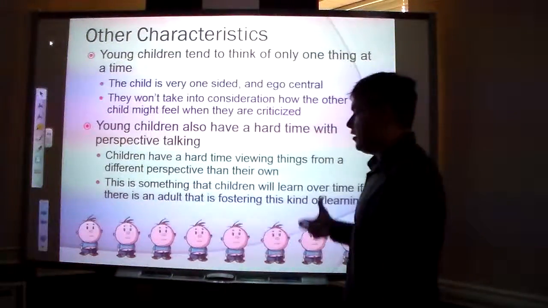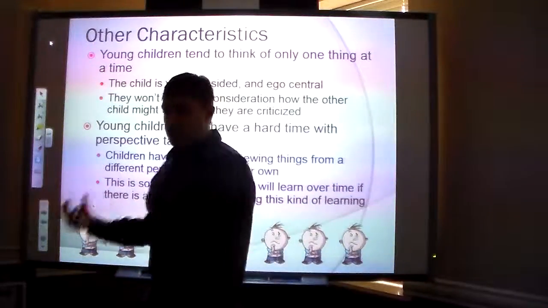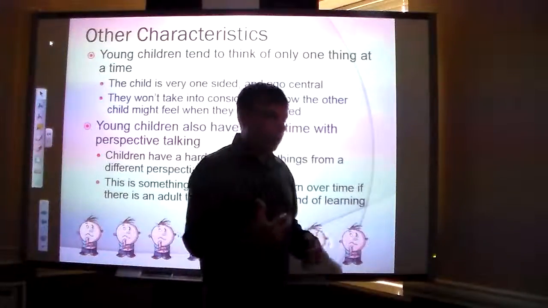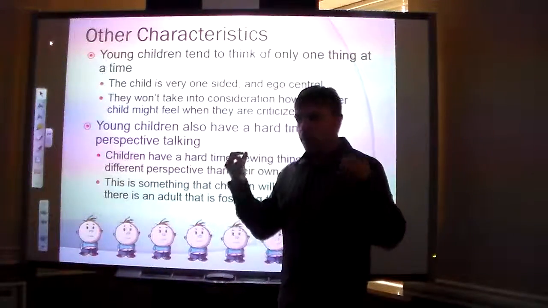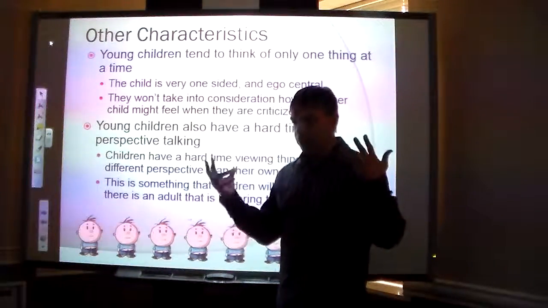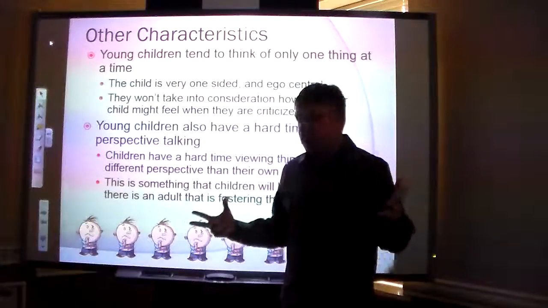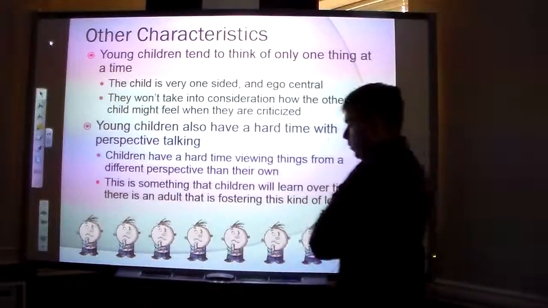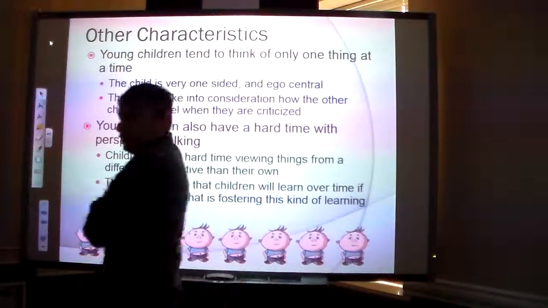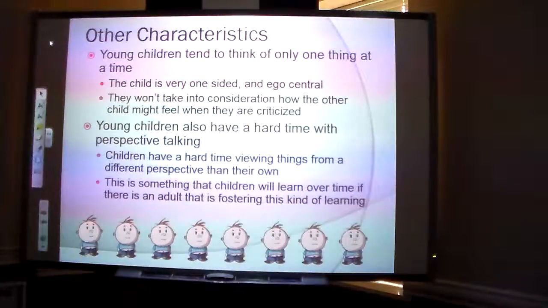It's difficult for them to see different perspectives than their own, and that's some of the research that Piaget did when he was looking at different stages of the sensorimotor and the pre-operational development of kids. Children learn this over time, but it's something that comes with time, and kids get it at different ages and they get it differently.